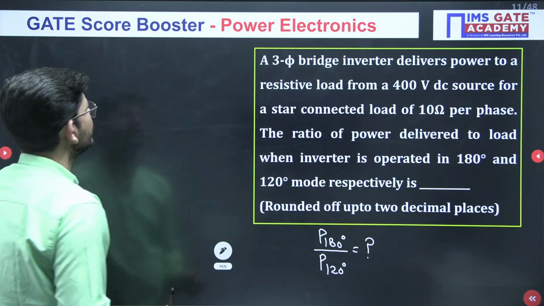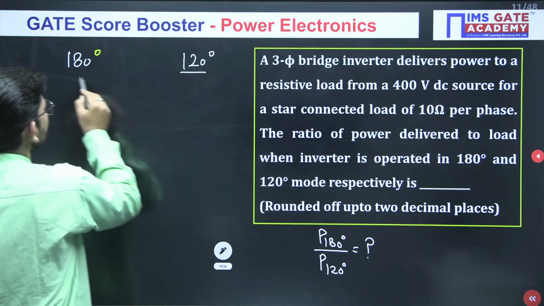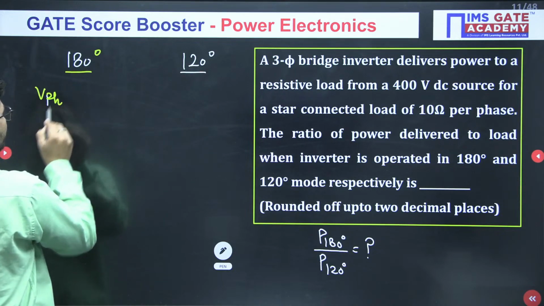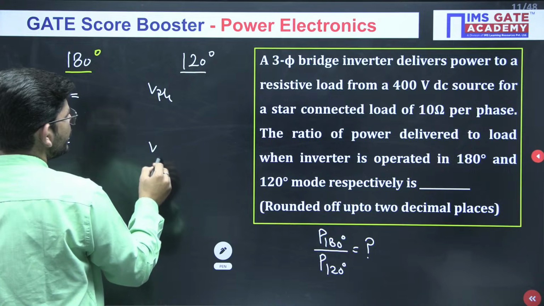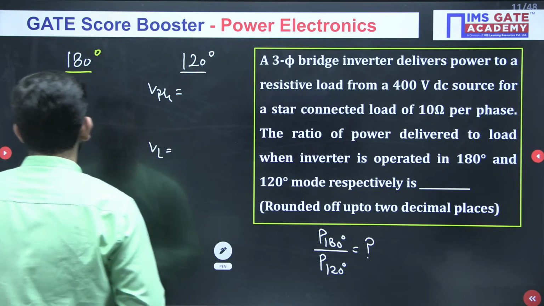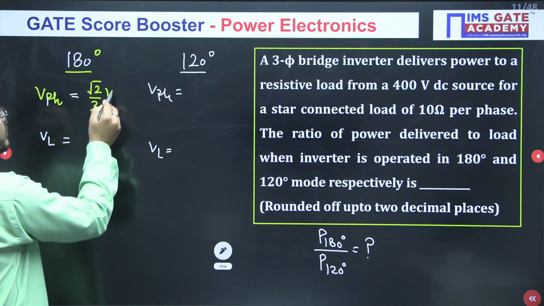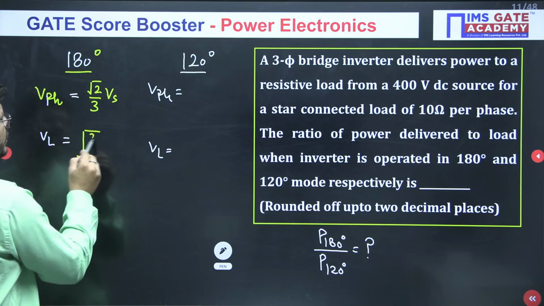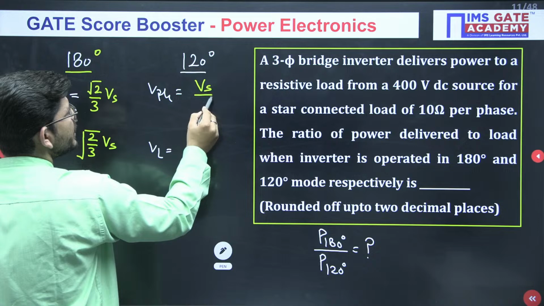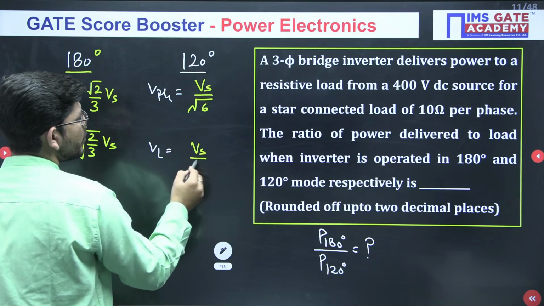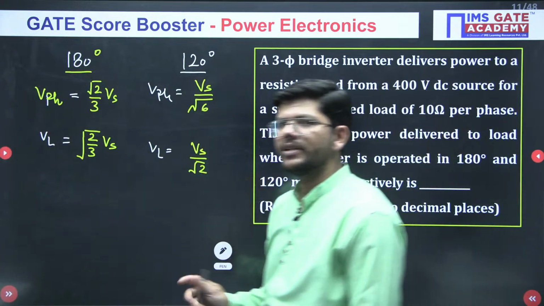Those who are not able to solve, just see here. We have two kinds of three-phase inverter, 180 degree and 120 degree, and you should know the values of phase voltage and line voltage. Phase voltage in a 180 degree inverter is root 2 by 3 times the source voltage, and the line voltage is under root 2 by 3 times Vs. The phase voltage in the 120 degree inverter is Vs upon root 6, and the line voltage is Vs upon root 2. You should know these values, and you have to practice to know them.